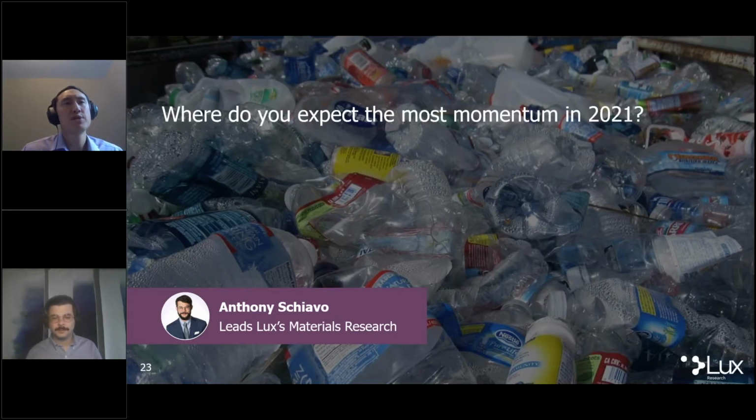And then just to take us home here, based on all that and what you've seen and what we've learned, where do you expect the most momentum in 2021? What are you most excited to see? Where do you want to focus your efforts to help uncover the best opportunities?